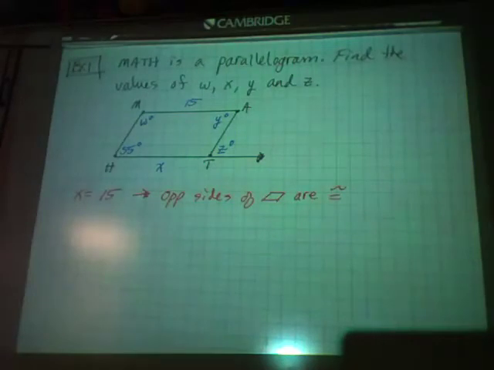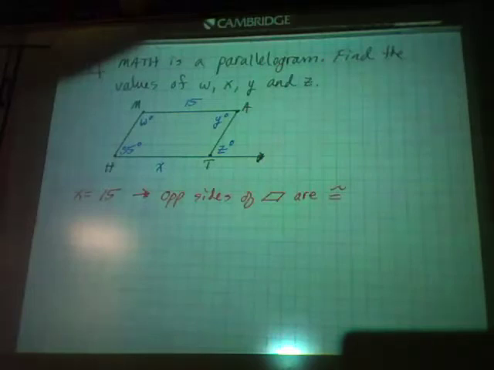Yes. 55 degrees. Pardon? I can't hear you. MA is 15. That's how I got X being 15. Opposite sides are congruent.